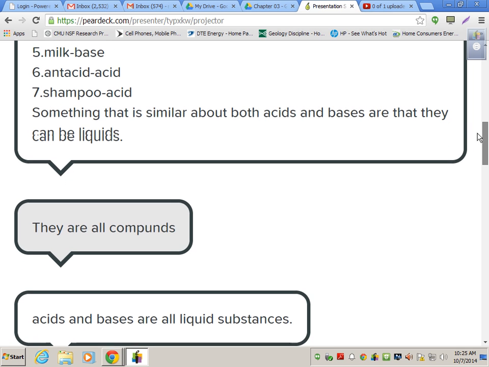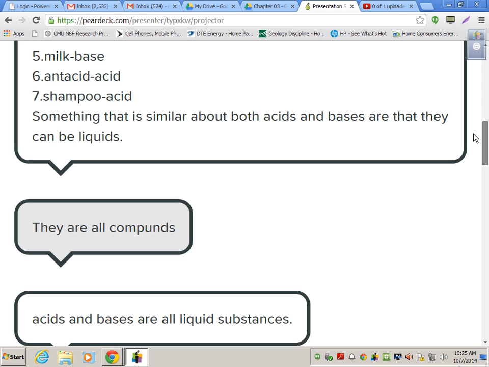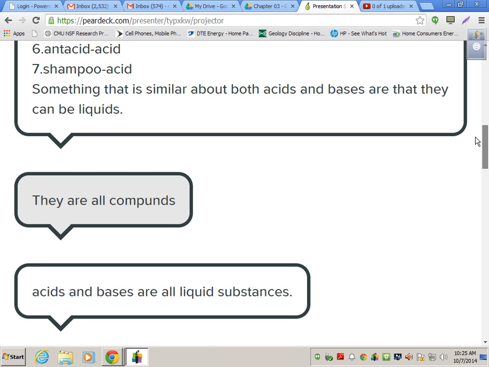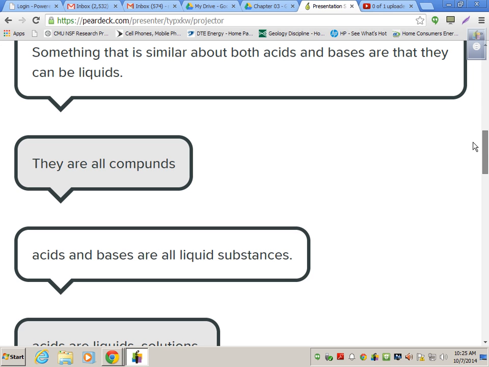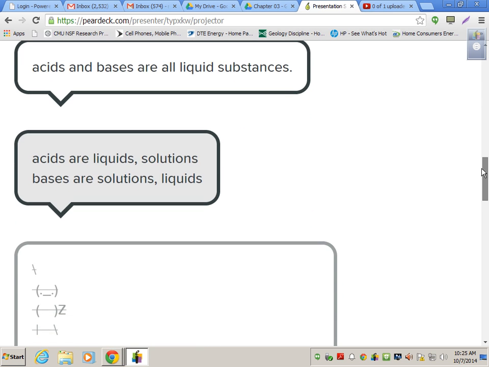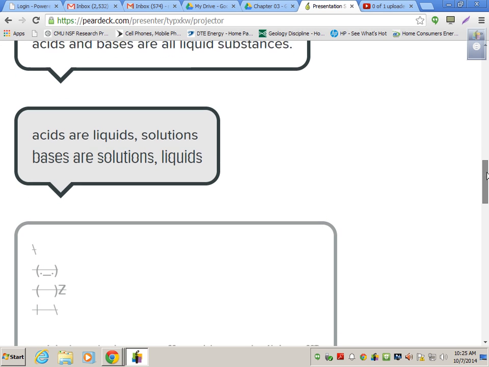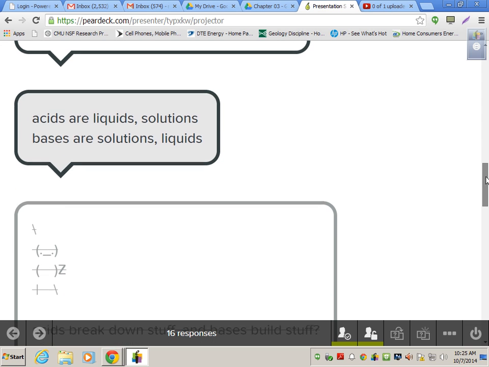Milk is a little basic. Antacid is actually a buffer, but it's more basic usually, especially if it's Tums. Shampoo is basic. So a lot of those are wrong, but that's okay. There are compounds. Yes, they are actually. Acids and bases are all liquid substances. Kind of. That's half true, we'll say.